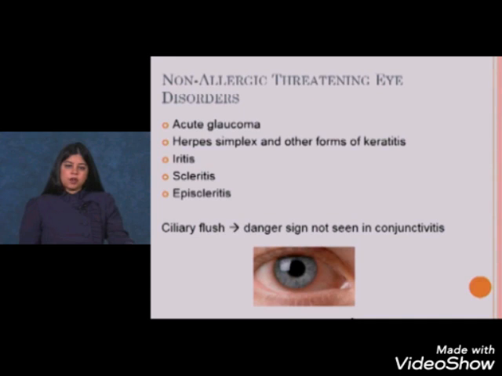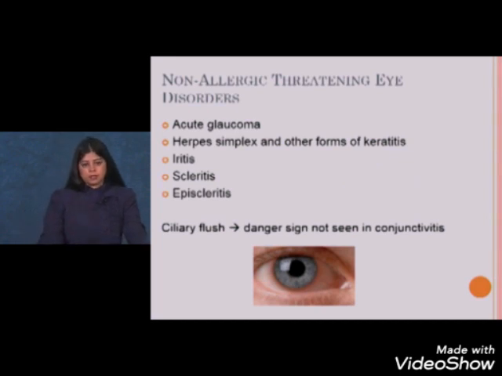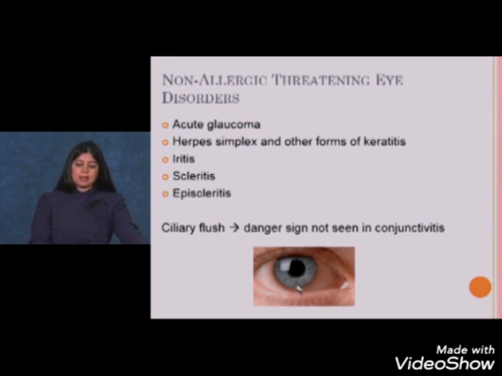Now, I just wanted to also bring to your attention the non-allergic threatening eye disorders that can mimic allergic eye disorders. Acute glaucoma, herpes simplex, and other forms of keratitis, iritis, scleritis, episcleritis. And ciliary flush, as you can see here, is a red ring around the eyes, a danger sign that's not seen in conjunctivitis, but is seen in the other non-allergic threatening eye disorders.